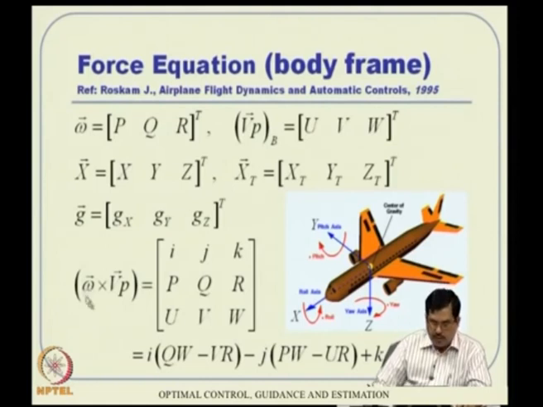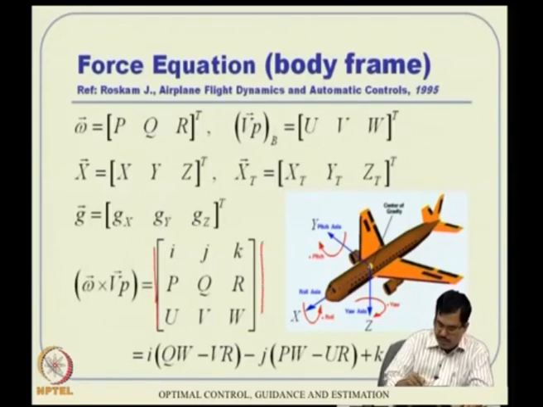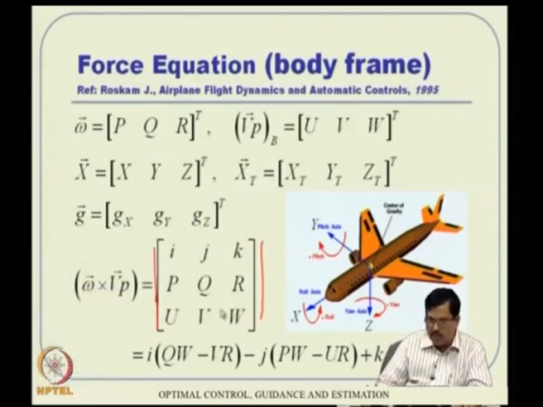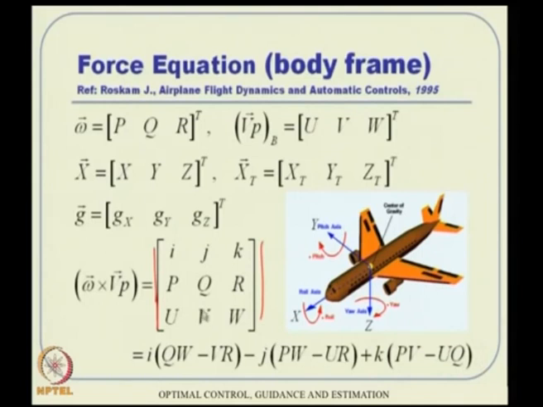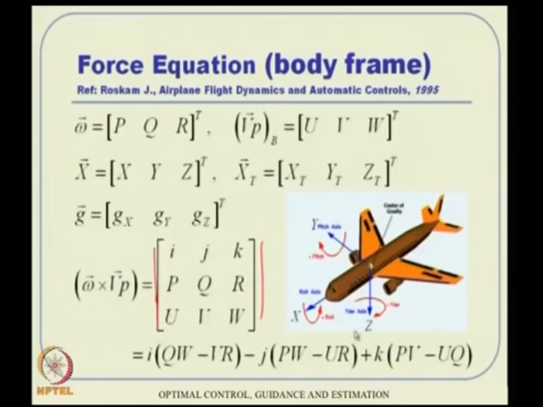Now, this omega cross Vp term, we have to evaluate in matrix form, determinant form, like that. We know the cross product evaluation basically. You have to evaluate this sort of determinant notation. So, I times Q times W minus V times R, minus J times P times W minus U times R, plus K times P V minus U Q. So, all that is there. So, this term I can write in I J K components in the body frame. Once I do that, the other things are very straightforward anyway.